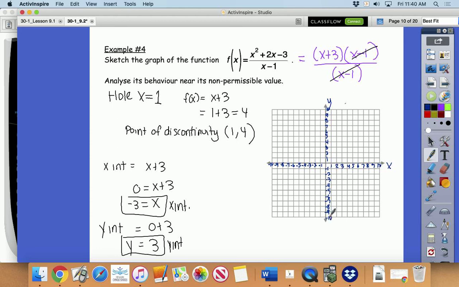Okay, our x equals negative 3, so we're going to plot negative 3, a point there for our x-intercept. Our y equals 3. There you go. What we're left with, remember, is going to be a linear equation. So this is going to be linear, but with a hole at 1, 4. So we're going to have to put 1, 4.